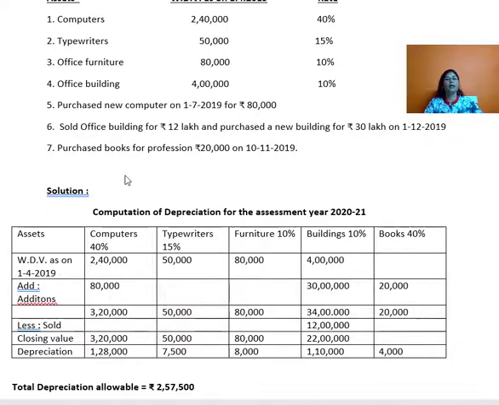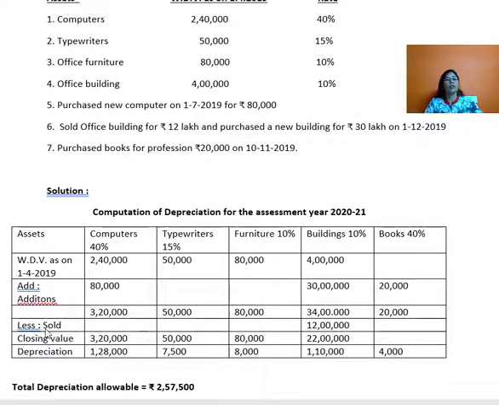So additions during the year, computers is purchased one new computer on 1st July 2019. This is used for more than 180 days, 80,000. Sold office building for rupees 12 lakh and purchased a new building for rupees 30 lakh. So there is an additions for building, that is 30 lakh, and books of 20,000.